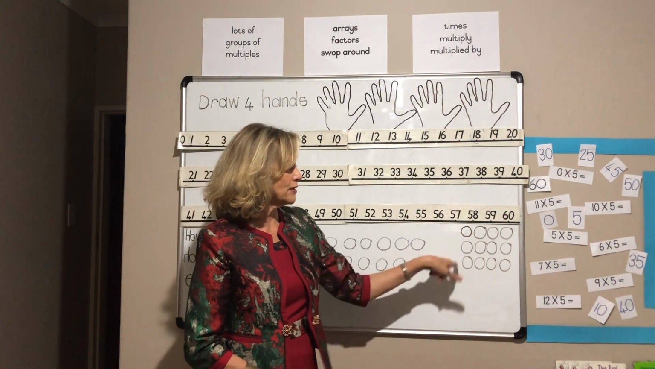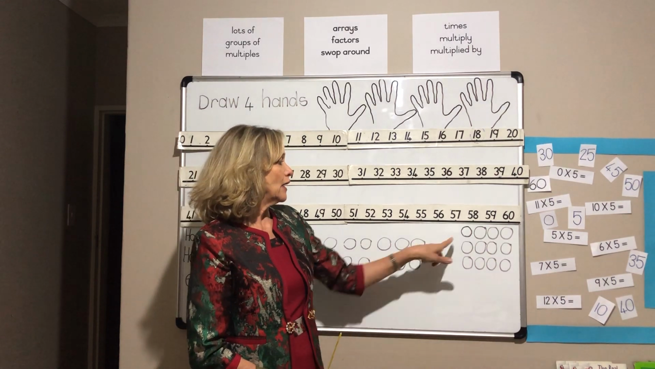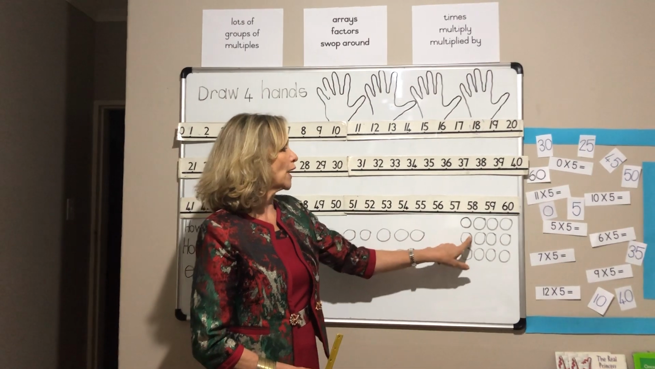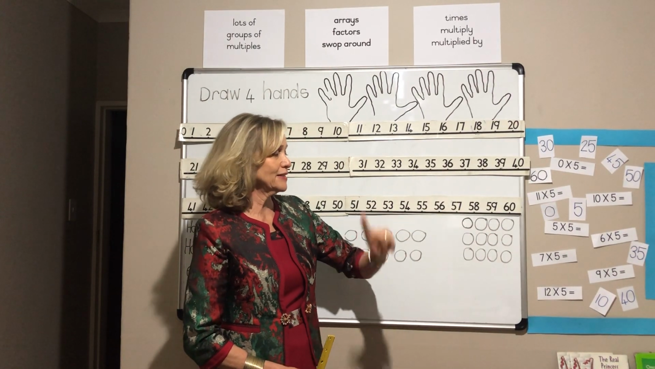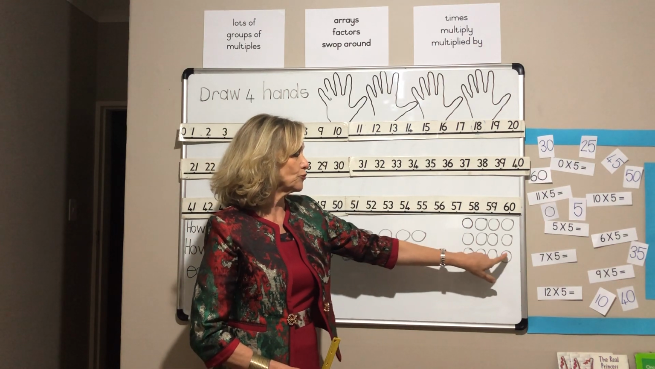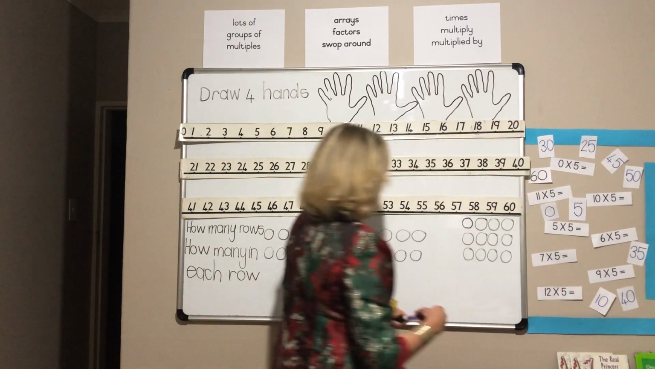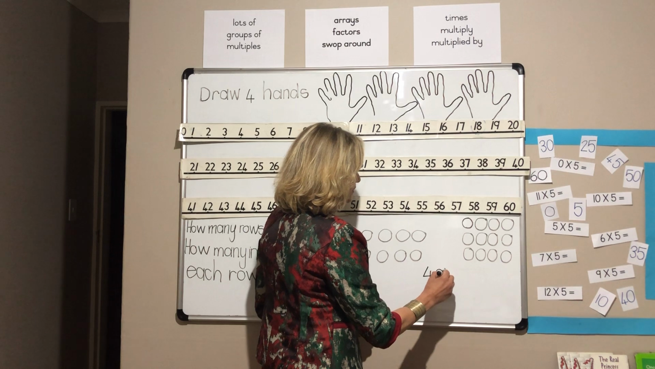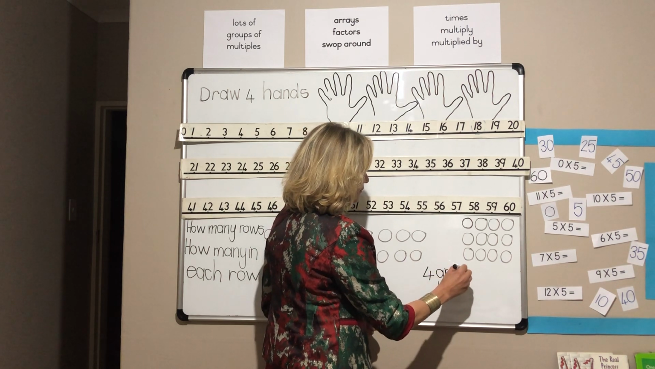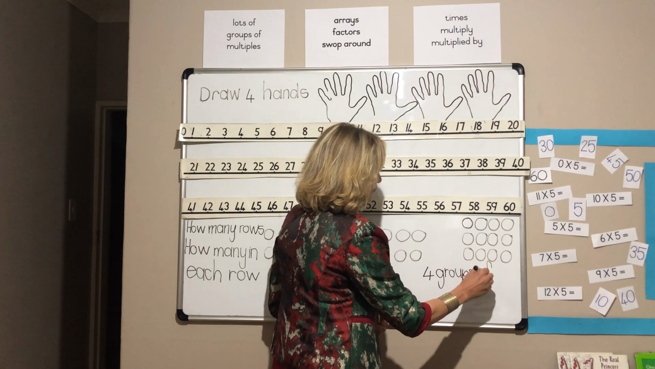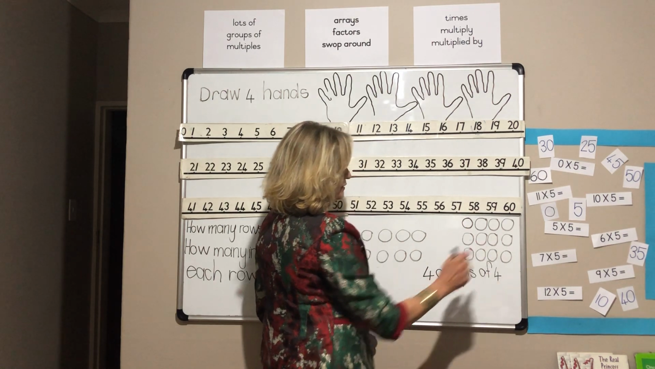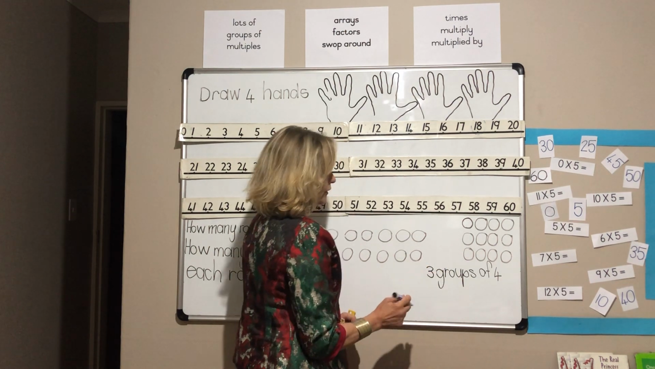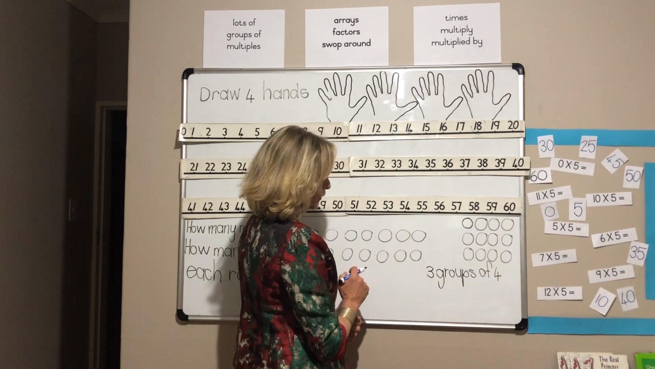Okay, so here's another example of arrays. 1, 2, 3, 4. And another row of 1, 2, 3, 4, plus yet another row of 1, 2, 3, 4, and that would be the same as saying 3 groups of 4. With these arrays, you must help me when I make mistakes, don't leave me. Okay, 3 groups of 4, okay?